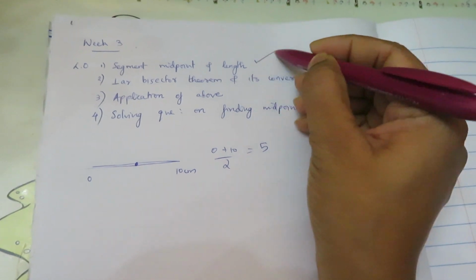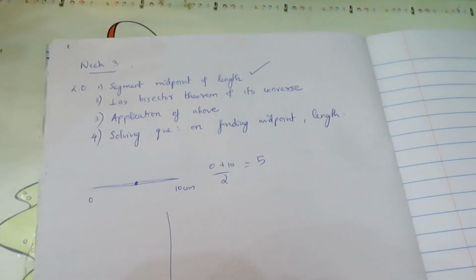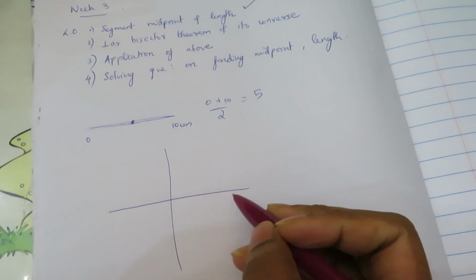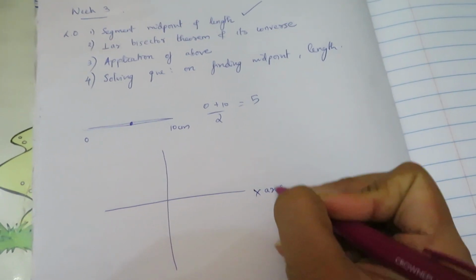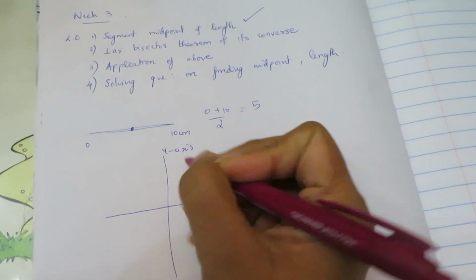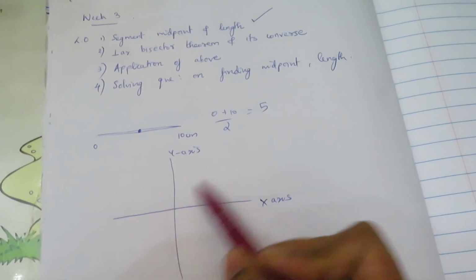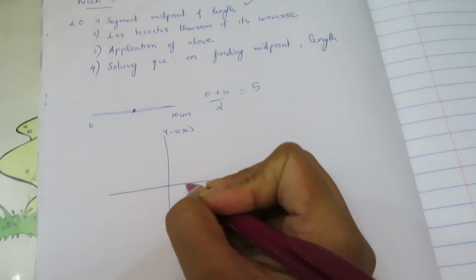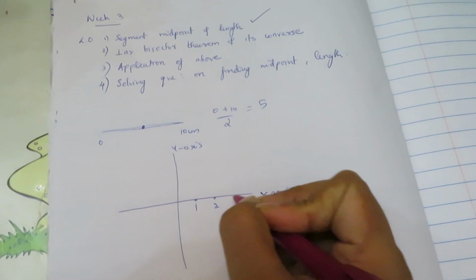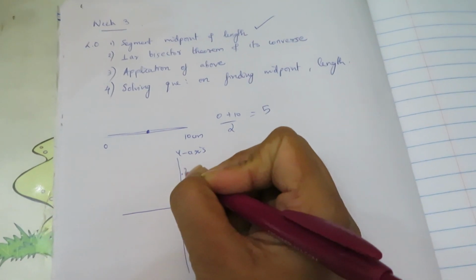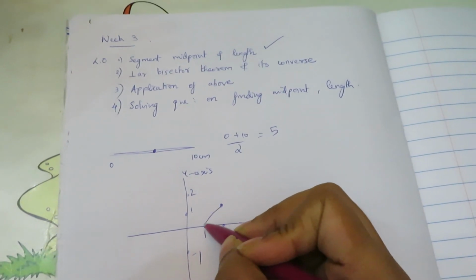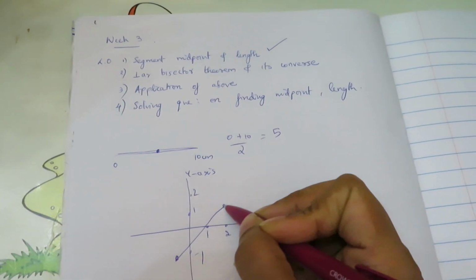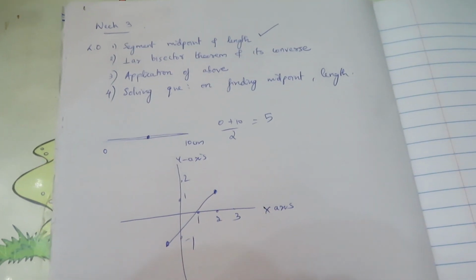But what we have to learn here is to find the midpoint of a line segment which you have on a coordinate plane. So what is a coordinate plane? You have your x-axis and the y-axis. Now you have a two-dimensional segment over here. So you have learned to mark the axis. Suppose you have a segment like this. Now how do you find out the midpoint of this?